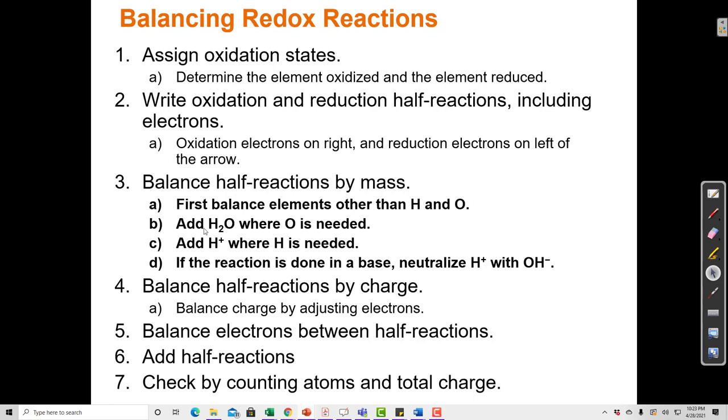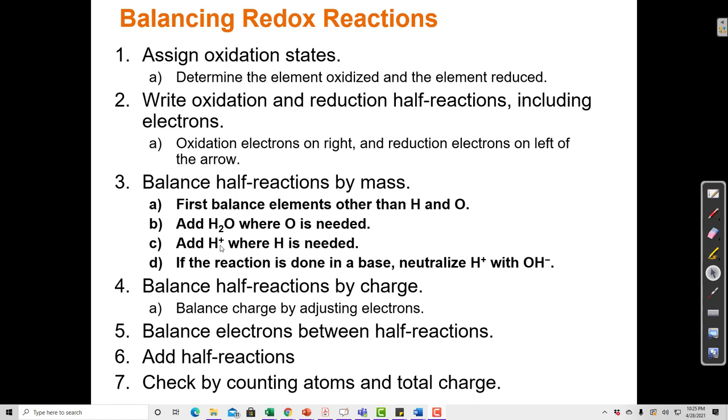In that case, we would add H2O wherever we need an oxygen. Therefore, our source of oxygen would be H2O. And if that adds extra H's to one side, we would add H+ if we didn't have a source of H on the other side of the reaction. And finally, if the reaction is done in a base, then we're going to have to neutralize any H+ with OH-. And we'll talk more about that when we get to that example.